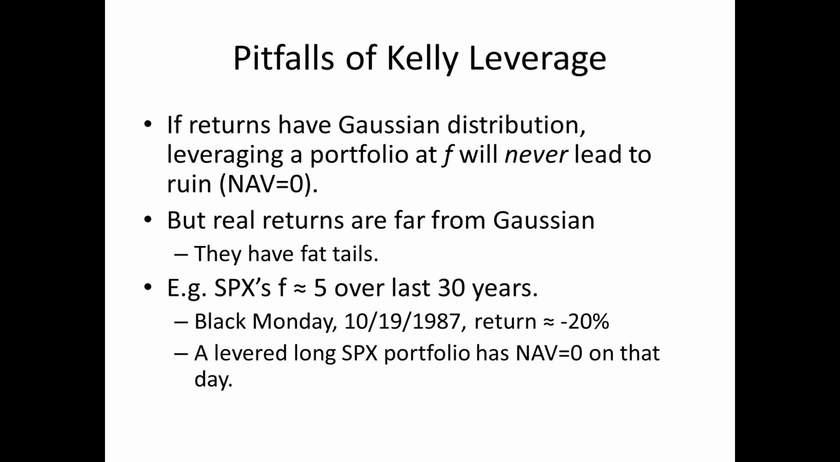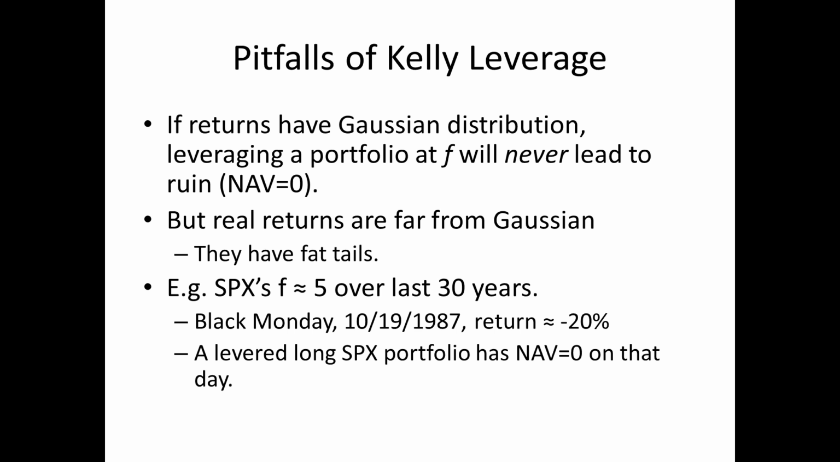If you're holding the index portfolio that tracks the S&P 500 index, and you lever it at 5 times, supposedly you're going to get the maximum return. But in reality, on Black Monday 1987, the return of that portfolio was minus 20% unlevered. If you're levering it at 5 times based on Kelly optimal leverage, of course, you're going to get a 100% loss. So it does lead to ruin, despite the theory that if you are levering it at the Kelly optimal leverage, it will never lead to ruin. In reality, it will lead to ruin on that particular day.